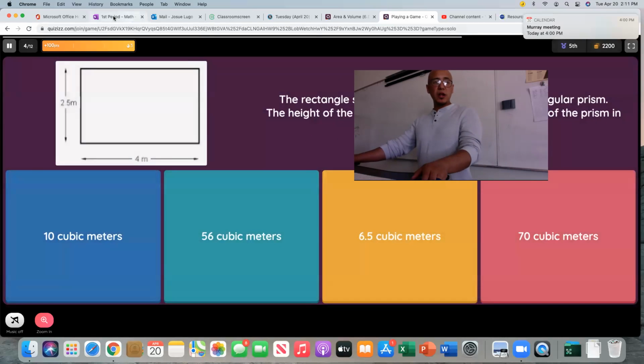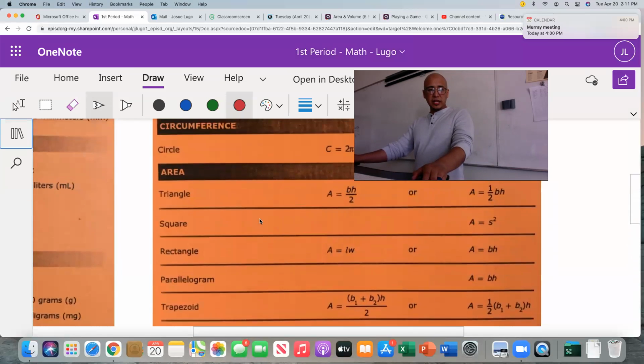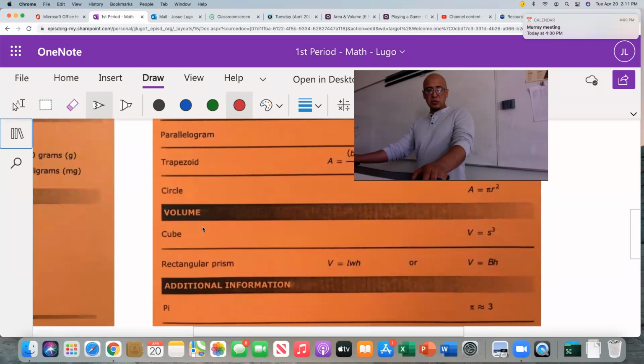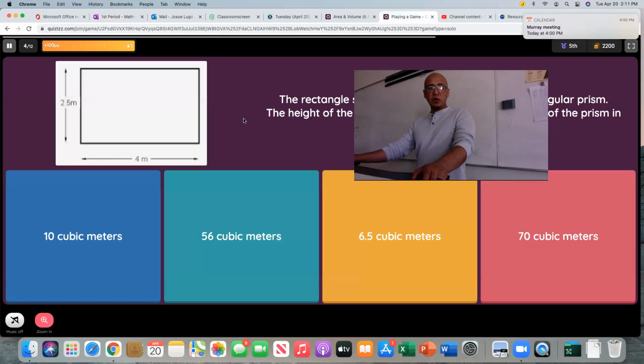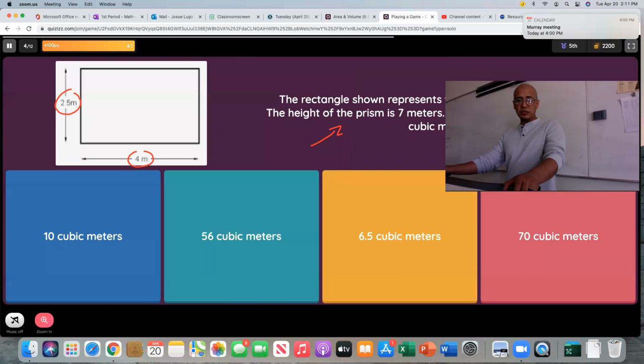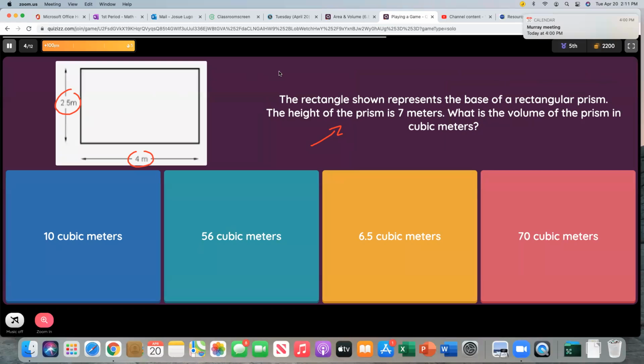Now, if you go to OneNote, look at our volume. The volume of a rectangular prism is going to be length times width times height. Length times width times height. Notice how all of those things are given to me. We have the length, we have the width, and the height is 7, which is given to me over here, 7 meters. So let's just go ahead and multiply all of those together.